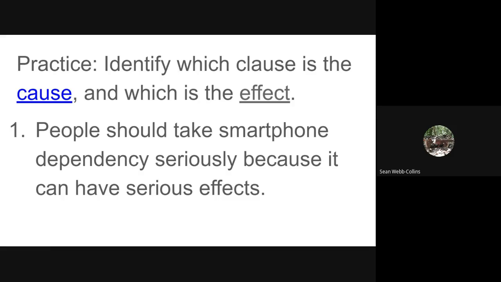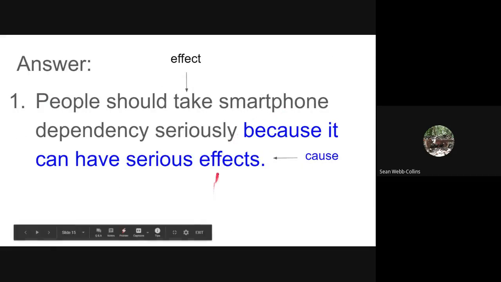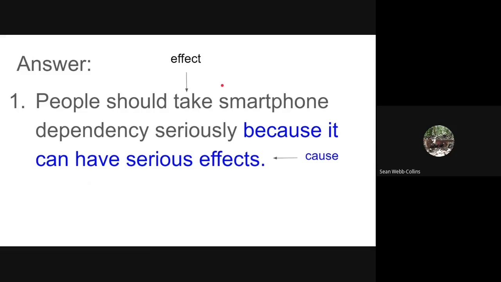Okay, that should be more than enough time. Let's look at the answer for number one. Before we read the answer, what is the subordinator in this case? Did you spot it? That's right, because. If you noticed because, then you would have known that the second half of the sentence, because it can have serious effects, is the cause, which results in the effect: people should take smartphone dependency seriously.